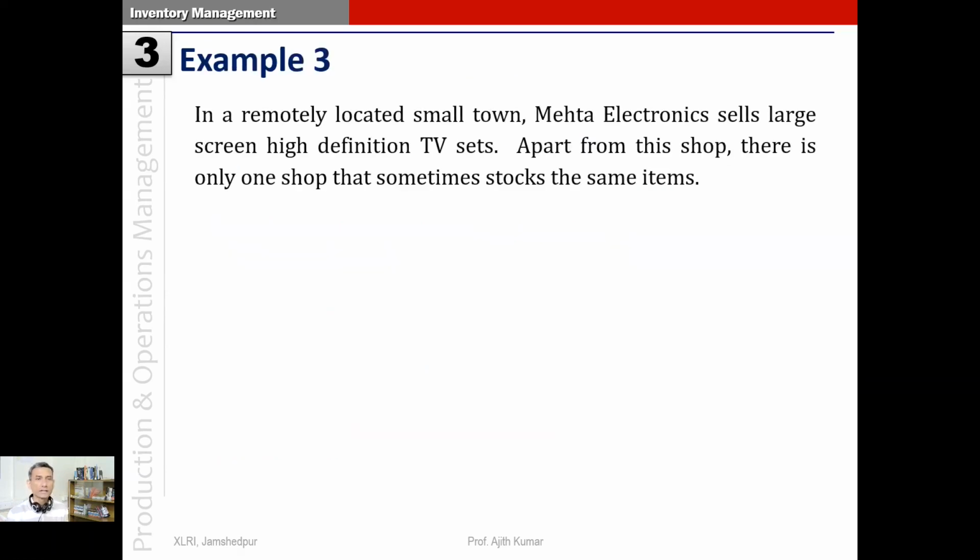Okay, now let's do another example. So we have a remotely located small town. Okay, so you can think that this is a small town with very few facilities and a very small market. So Mehta Electronics, there is a big electronic shop which sells large screen, high definition TV sets, the expensive ones that you see in these stores, and which very often we think we should have one in our house, but it's too expensive for us. Apart from this shop, there is only one other shop that sometimes stocks the same items.